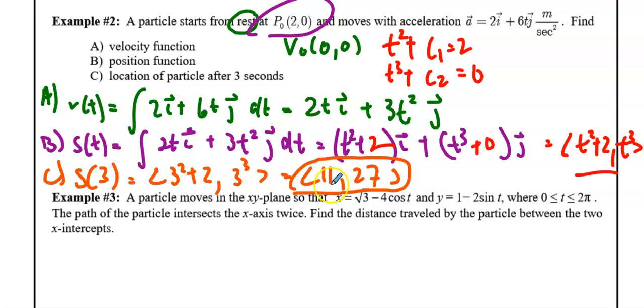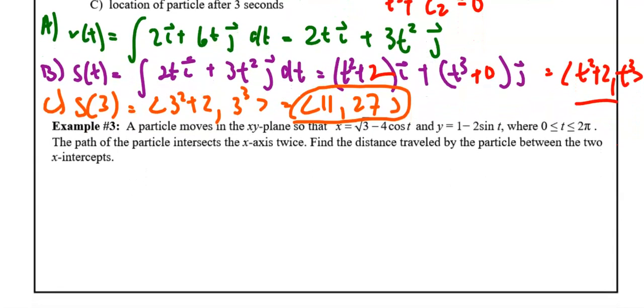Again, what this means is I've moved 11 units to the right, and I've moved 27 units up since our beginning. So let's move on to our last example of this lesson. It says a particle moves in the xy plane so that we have x equals the square root of 3 minus 4 cosine of t, and y equals 1 minus 2 sine of t. So these are parametric equations.